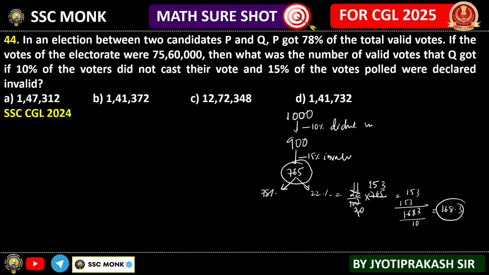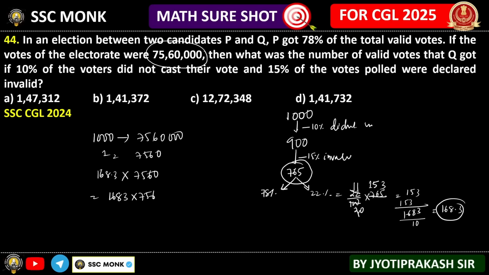Now this was for the total votes of 1000. So 1000 parts is equal to 7560000. One part is equal to 7560000 divided by 1000, and 168.3 parts will be multiplied by this much. This can be written as 1683 into 756. 6 3s are 18, which means the unit digit is 8. Answer option C. Done. Dusted.